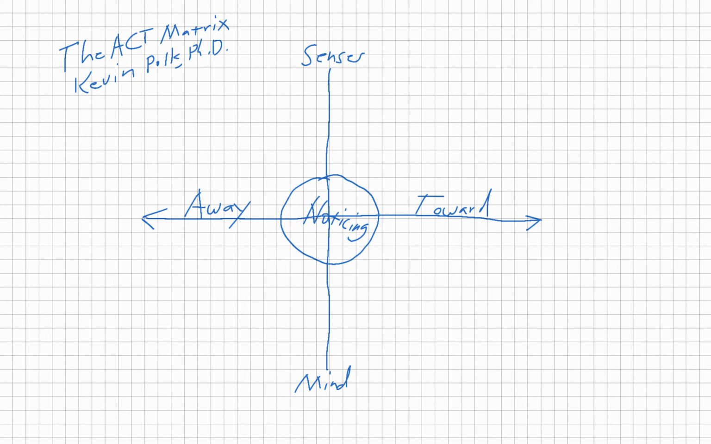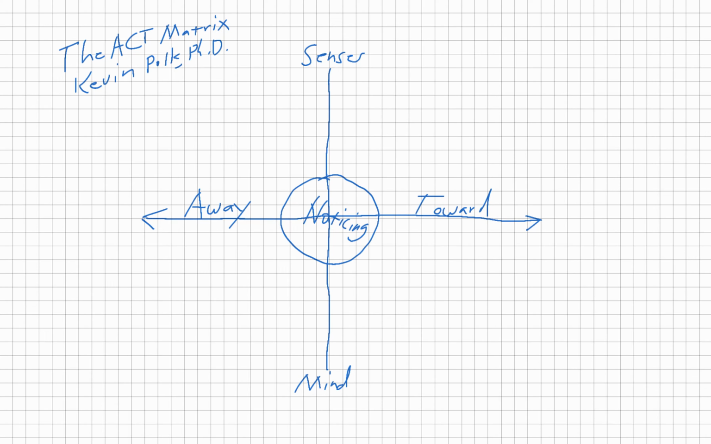The Matrix is described many ways, the ACT Matrix, but it's probably best thought of as a useful point of view, a way for us humans to look at our lives. And it literally is a point of view. It's a way of looking at things.